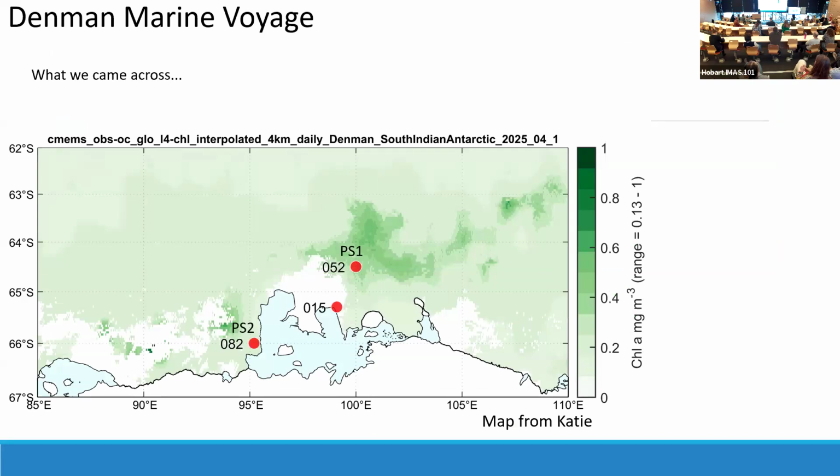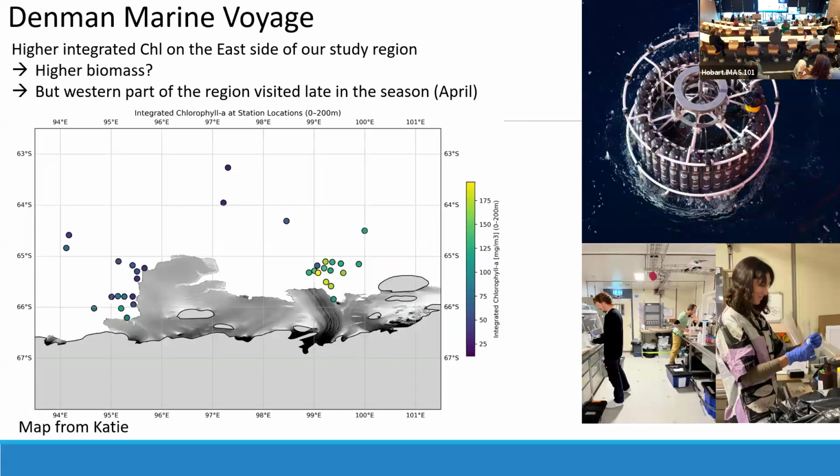This is what we had in reality. So when we came across the area, the red dots are showing places where I did bioassay incubations. And in that case, we had a bit of a higher patch on the eastern side of the region, which was surprising, not what we were expecting. And the Shackleton Polynya had really, really low concentration. So we had a bit of the opposite of what we expected when we came to the Denman study region.